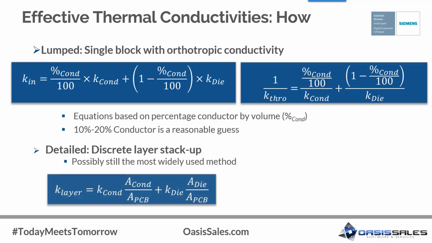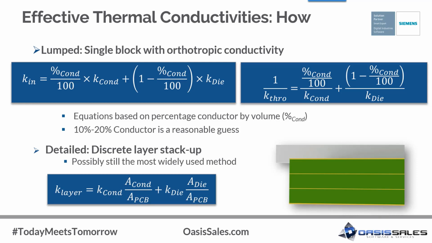The next approach is known as detailed. In this approach, the individual trace layers are represented with an effective thermal conductivity, which is a weighting of the areas of the conductor and dielectric against the total area. I would say this is possibly still the most widely used method in PCB thermal analysis.